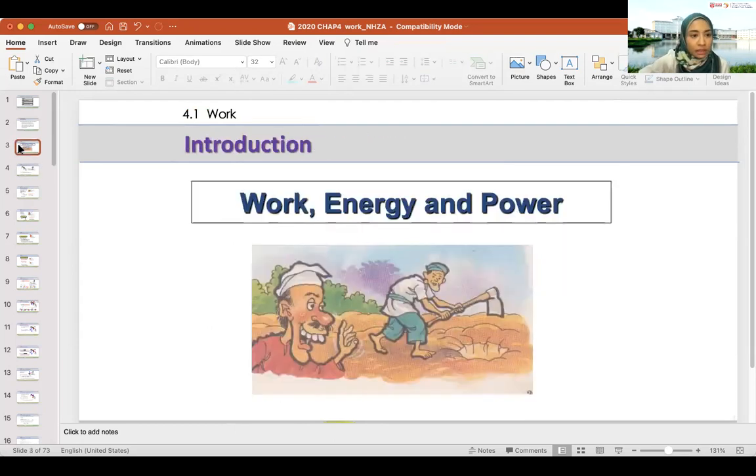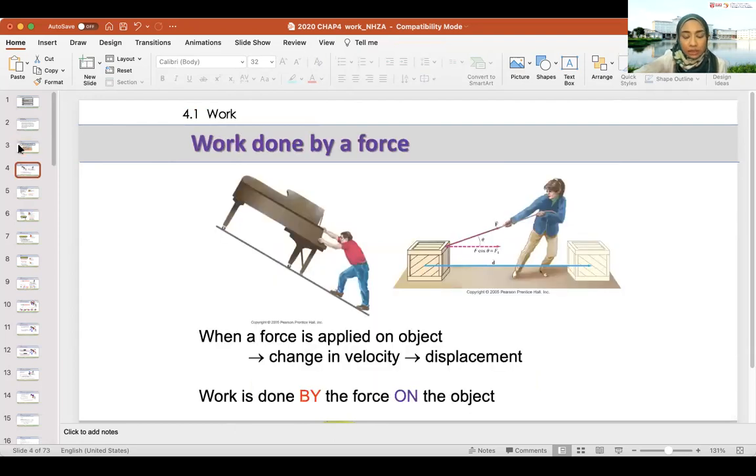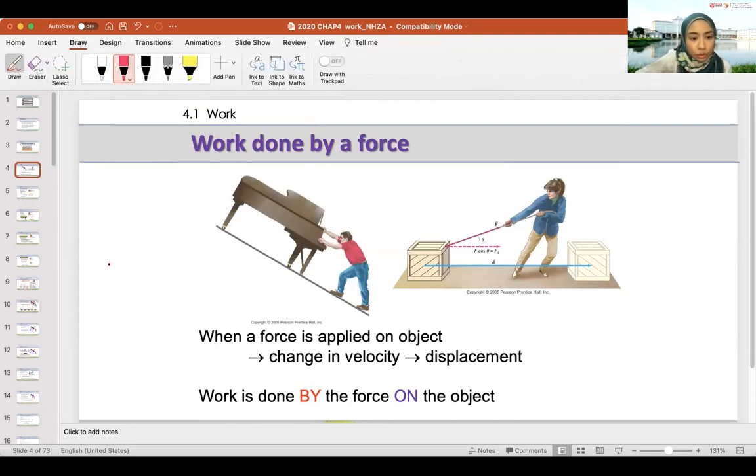Alright, so what is work, energy and power? I don't know what the relation is to this picture. Hiasan tu. Okay, so work done by a force. So work done, the equation is actually, I'm going to introduce to you the work done. Work done is actually F dot delta X. Dot product, bukan multiplication, it's a dot product. So remember what I told you about dot product. Dot product means that when you expand it, it becomes F delta X cosine theta.